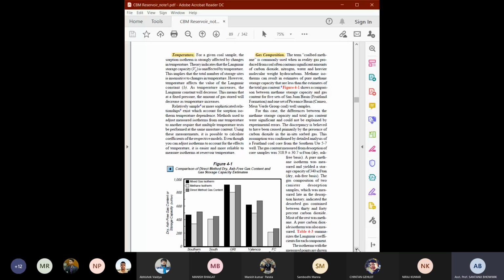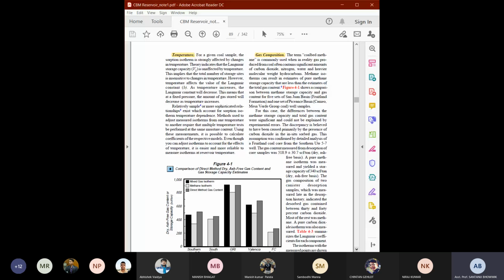That means for 30 degree, 40 degree, and 50 degree centigrade, you will get the maximum storage capacity at 30 degree centigrade only. As you are going to increase from 30 to 40 to 50, you will see that progressively the gas storage capacity for that particular coal sample or that particular coal reservoir will decrease. So there is an inverse relation for the temperature also.